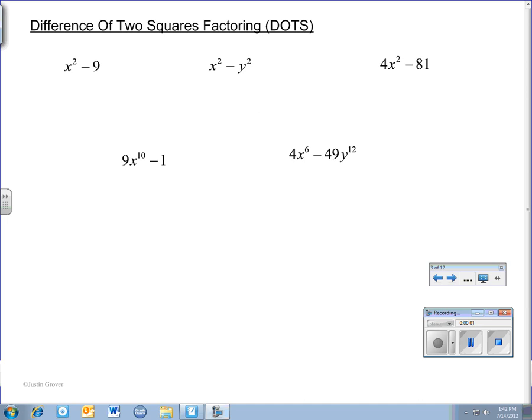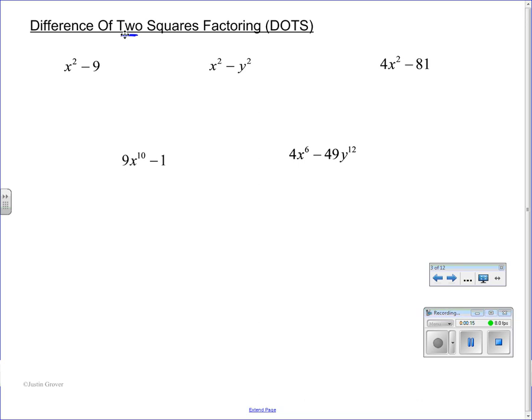Considering the difference of two squares, abbreviated DOTS, such as x squared minus 9. It's almost like a trinomial where the middle term is missing. There's only two parts, so that's why it's called the difference of two squares. It's a polynomial with two parts, such as x squared is the first part and negative 9 is the second part. It's a difference of two squares because there's always a subtraction sign or a minus sign or a negative sign between your two terms.